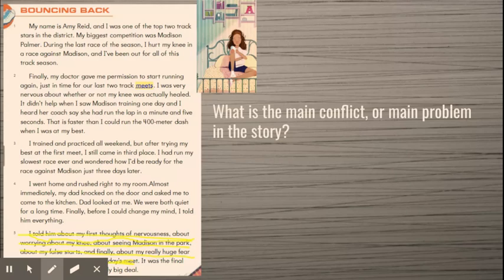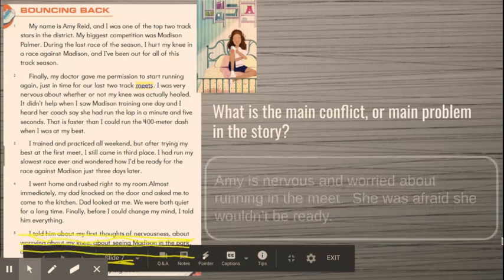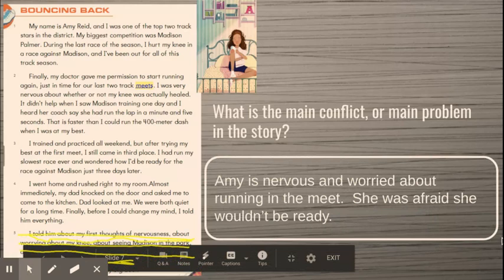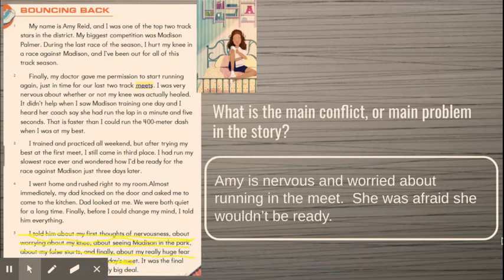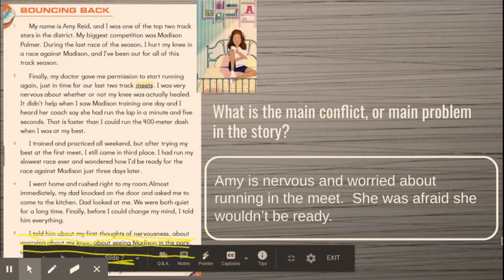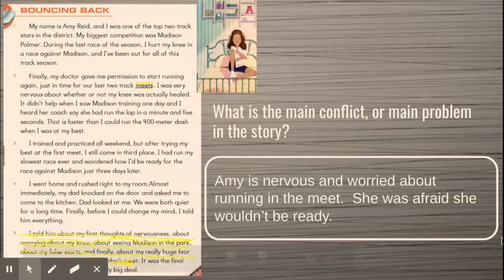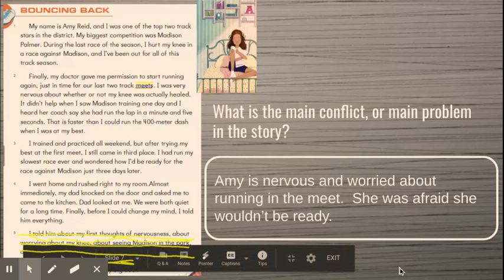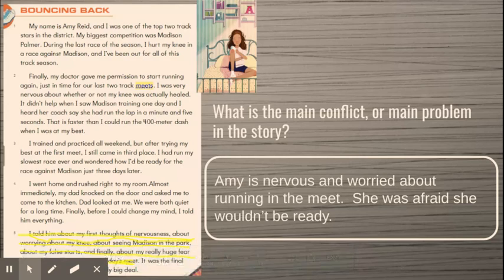So, what is the main problem? You should have said that the main problem is Amy is nervous and worried about running in the meet. She was afraid she wouldn't be ready. So that's the main problem for Amy right now. She's really worried about this. We know that when we're talking about our story elements, we have the characters in the setting and then the problem in the beginning. Just on this first page, we have found the problem.